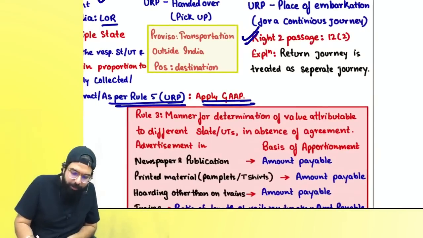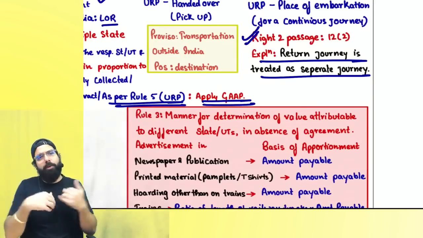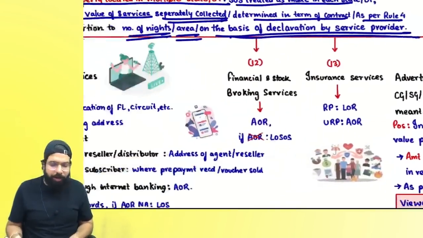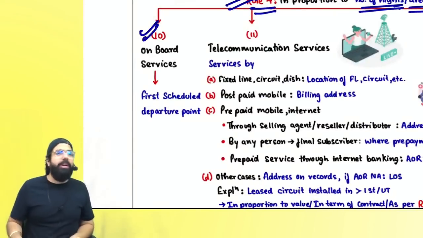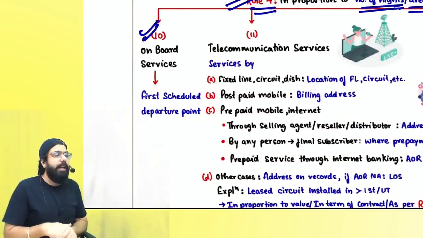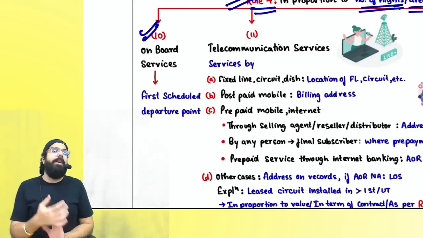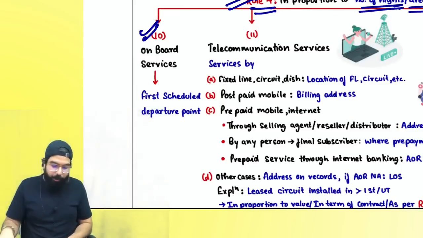Right, everyone? Always remember if you are going somewhere and coming from somewhere, a return journey, going and coming are both separate journeys, with separate places of supply. Then we have section number 12.10, which talks about on-board services. Always remember one thing: in case of on-board services provided in a conveyance, it is always the first scheduled departure point of the conveyance.